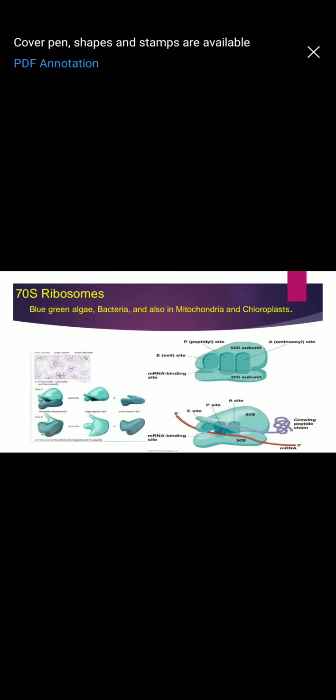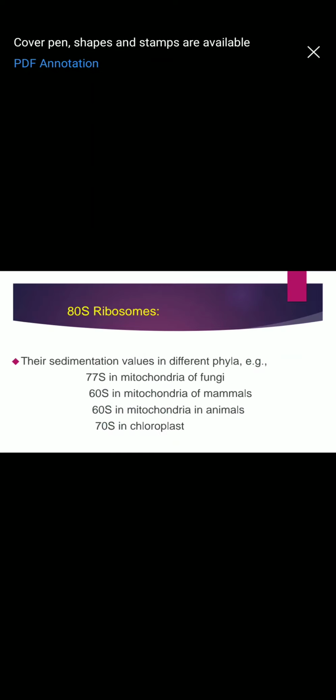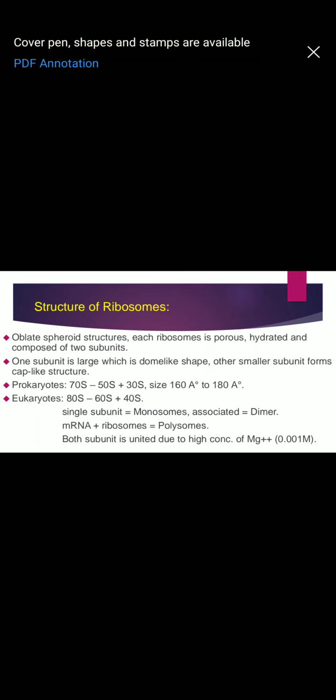In contrast to this, mammalian cultured cells contain 10 million ribosomes per cell, and these ribosomes are twice as large as the prokaryotic ribosomes. See, the number of ribosomes is much higher and their size is also larger. So now we will shift to the structure of ribosomes.